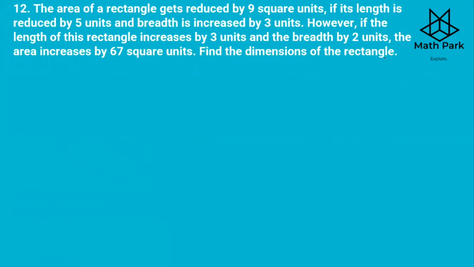The area of rectangle gets reduced by 9 square units. Assume the length to be x and the breadth to be y. Okay. And what is the area of rectangle? Area of rectangle is length into breadth. We all know that. Now we read the question carefully. The area of the rectangle gets reduced by 9 square units. Means area is xy and it gets reduced by 9 square units.